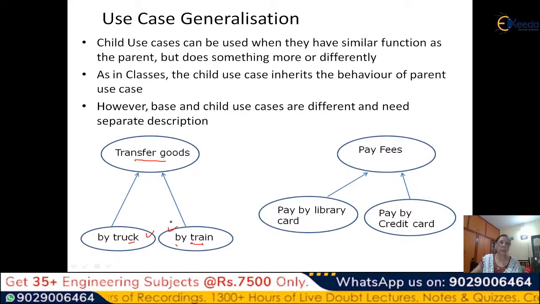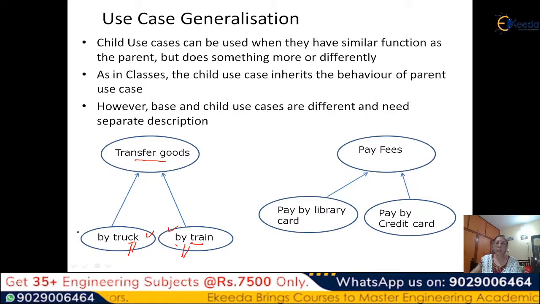This will have all the property of transfer of goods. You don't have to rewrite it. Only you have to write the special things for train and the truck. So however, the base and child class use cases are different. So you have to describe this separately. So you have to give the description of each one separately.